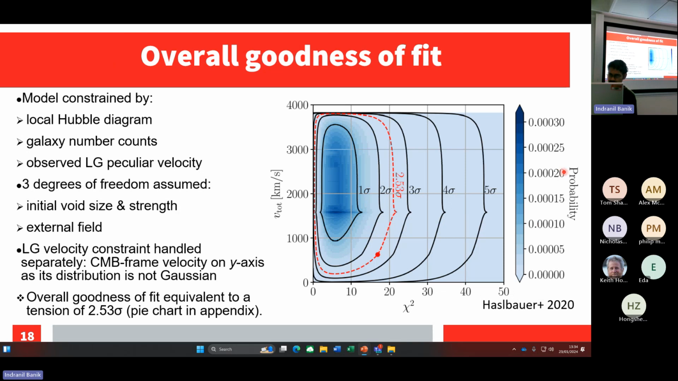We considered a joint look at the model prediction for the velocity of the observer in the CMB frame and the chi-square with respect to various other observables. This is the model prediction, which is up here, and 2 sigma could be out here. This is a 2.53 sigma contour. The reason that's important is the actual observations are up here. This is the actual value of chi-square and the actual Local Group peculiar velocity. So you can see the model has a fairly good fit overall.